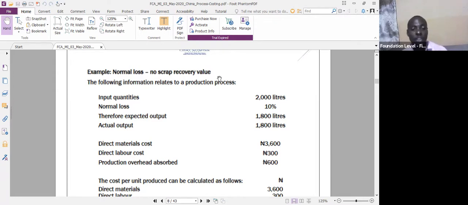Then when we consider the actual output, it was really 1,800. What does that tell you? It means that there is no abnormal loss, there are no abnormalities, only normal loss. And we are told that the direct material cost is 3,600. And the direct labor cost is 300. Production overhead absorbed is 600. Of course, when you add 300 to 600, you have 900 conversion cost.